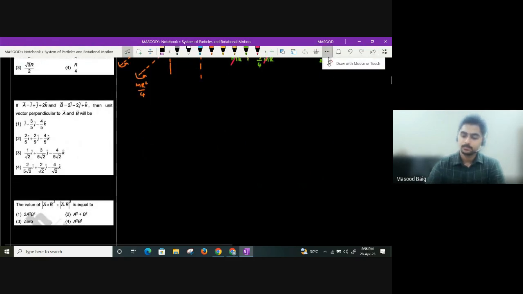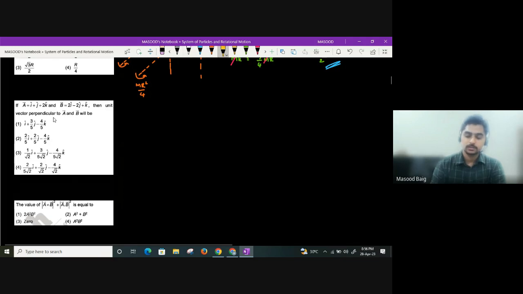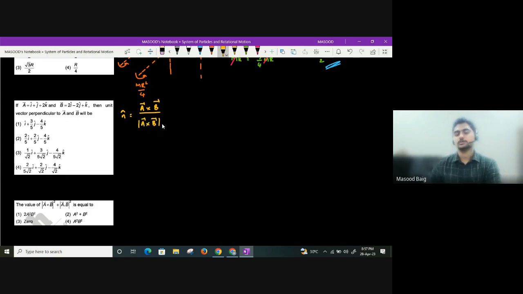Right. Next question, let us see. They have given us two vectors, a bar and b bar. They are asking for the unit vector perpendicular to a bar and b bar. Always remember, let us say n cap is that unit vector perpendicular to a bar and b bar. The unit vector perpendicular to a bar and b bar will be given as a bar cross b bar divided by the magnitude of a cross b, guys.